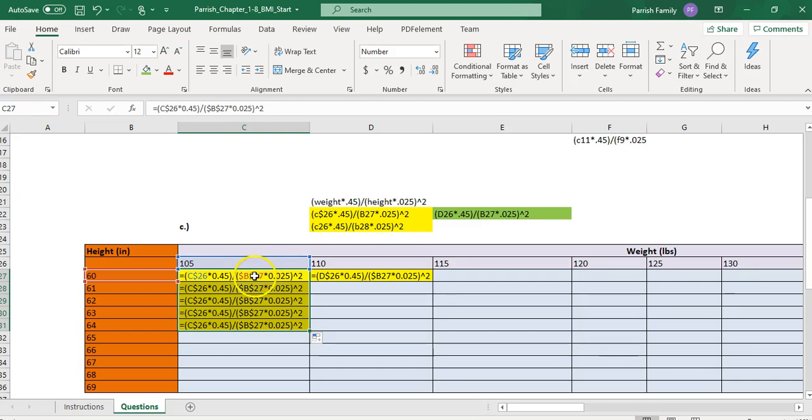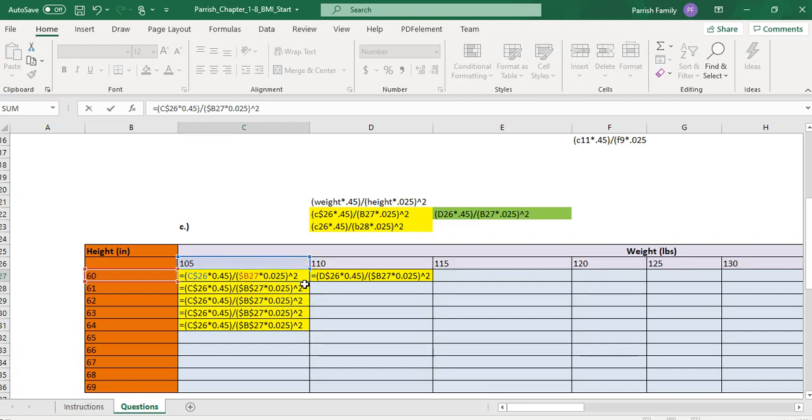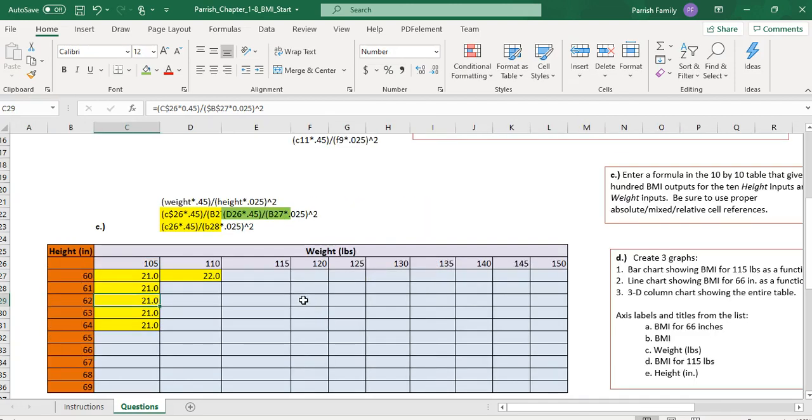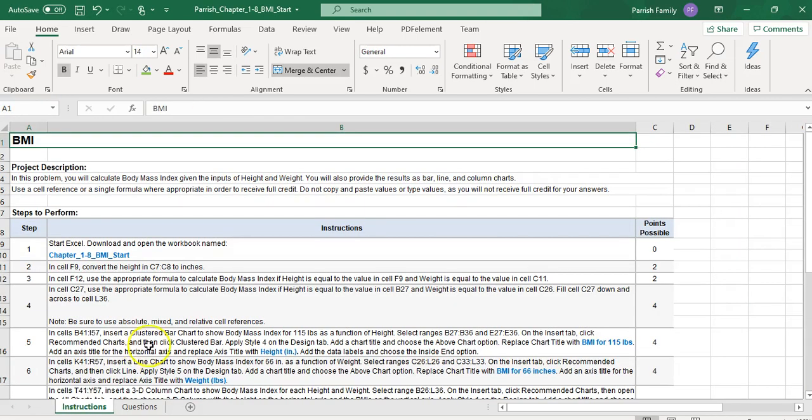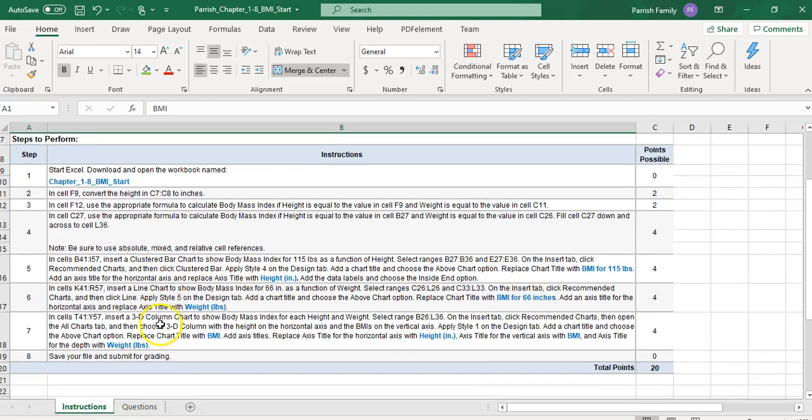So be careful about that and make sure you practice with your $ signs, and then you're going to fill this in. So what I'd like for you to do now is fill in your chart with all of your values, and we'll come back.